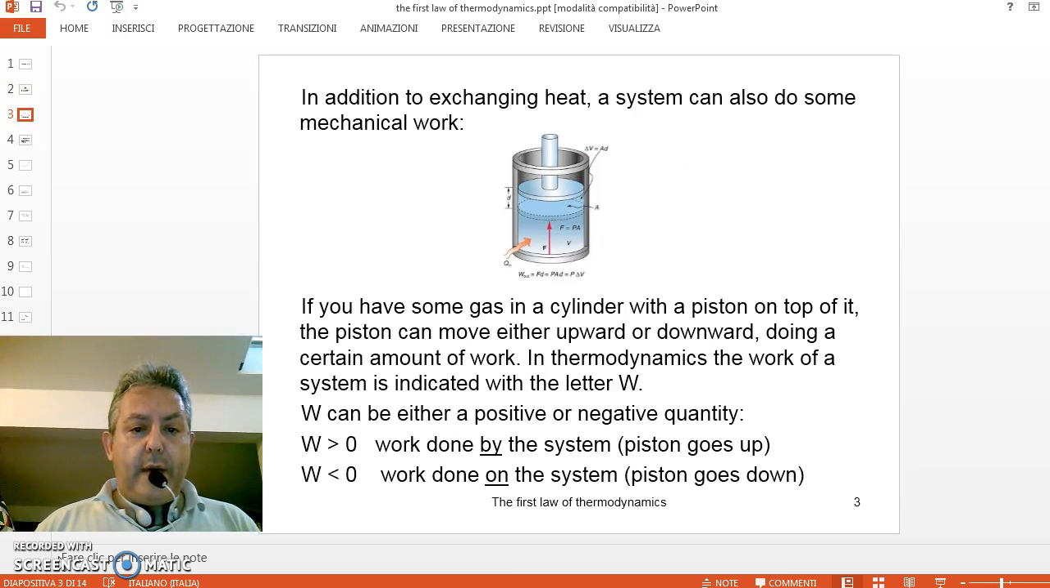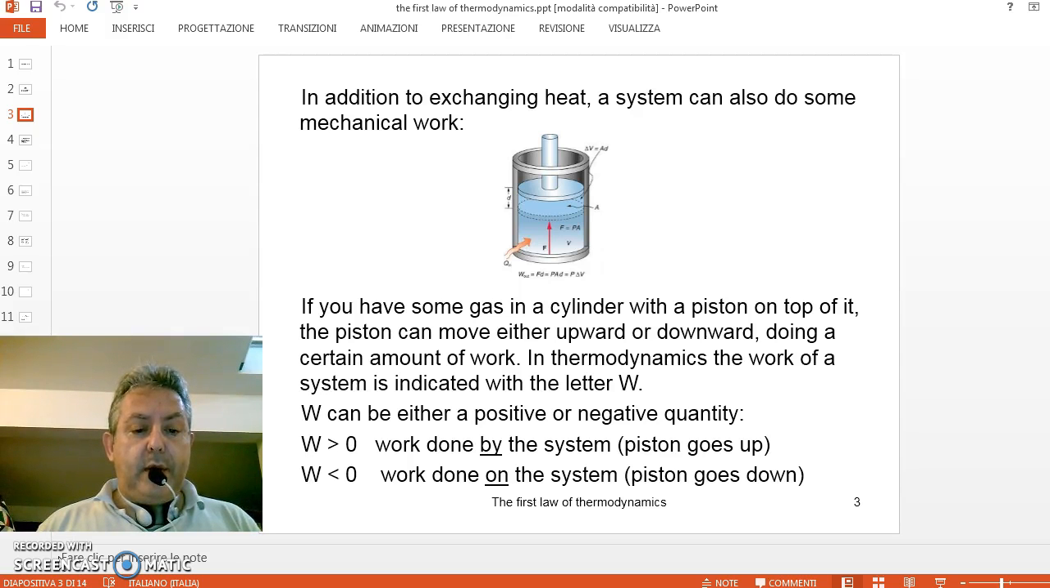A second thing we have to take into account is that a system can also do some mechanical work. A typical example is a cylinder with some gas in it and with a piston on top of it. The piston can move upward or downwards, doing a certain amount of work. In thermodynamics, the work of the system is indicated with the letter W. There's a sign convention here too.